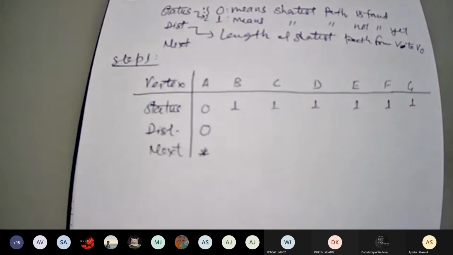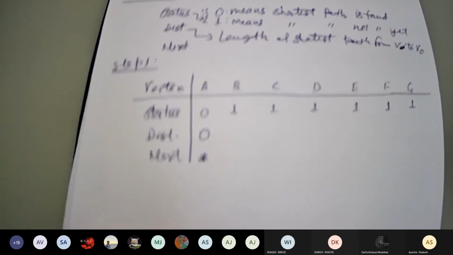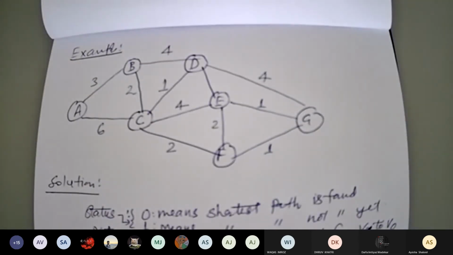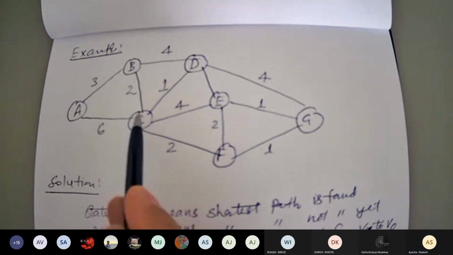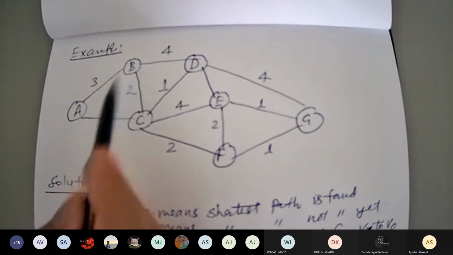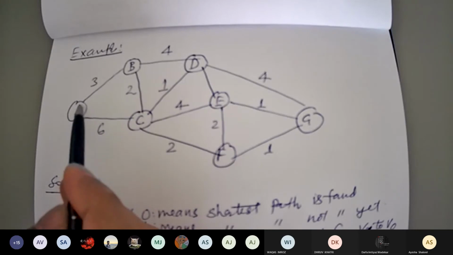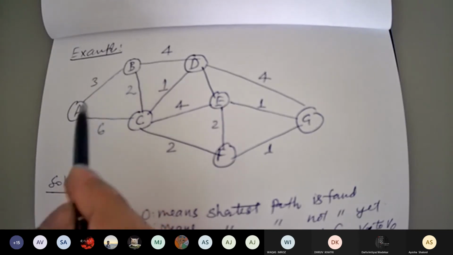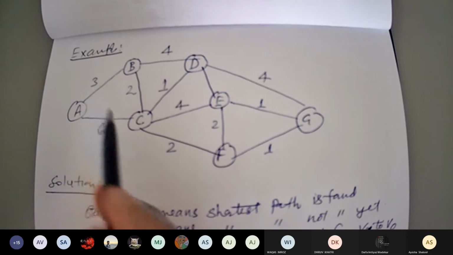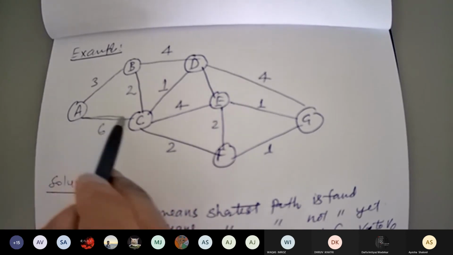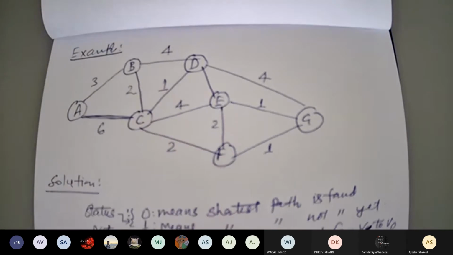So from A, how many vertices are connected? Check here. How many vertices are connected with A? Two: B and C. So what is the distance? A to B is 3. From A you are coming to B with 3 distance, and C you are coming with 6 distance.